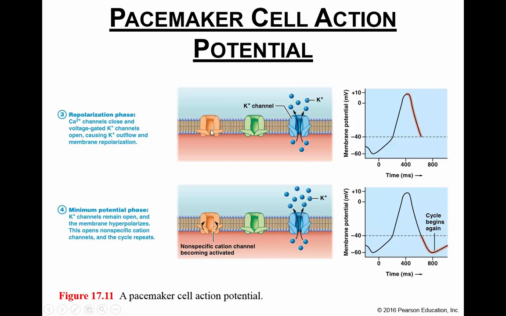Then the nonspecific cation channels are closed, the calcium ion channels close, and the voltage-gated potassium ion channels open, and potassium starts to flow out, and that causes repolarization. And then, with the potassium ion channels moving out, the nonspecific cation channels are activated again, and so the membrane repolarizes, and the cycle repeats.